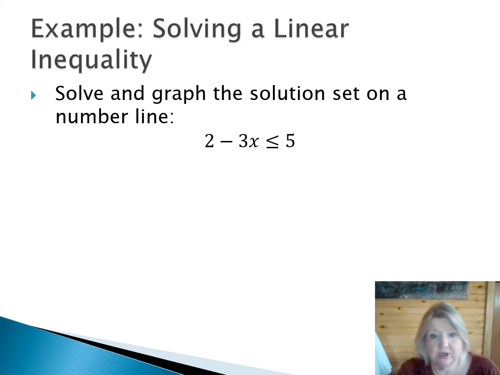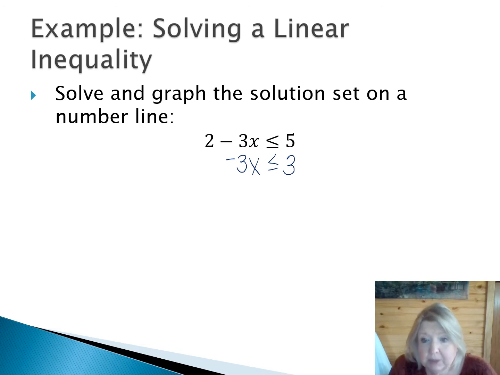So our first example of linear inequalities is 2 minus 3x is less than 5. Now, I'm going to solve this very much the same way as I solved the linear equation. Since they said plus 2, I'm going to say minus 2. And 5 minus 2 is 3.